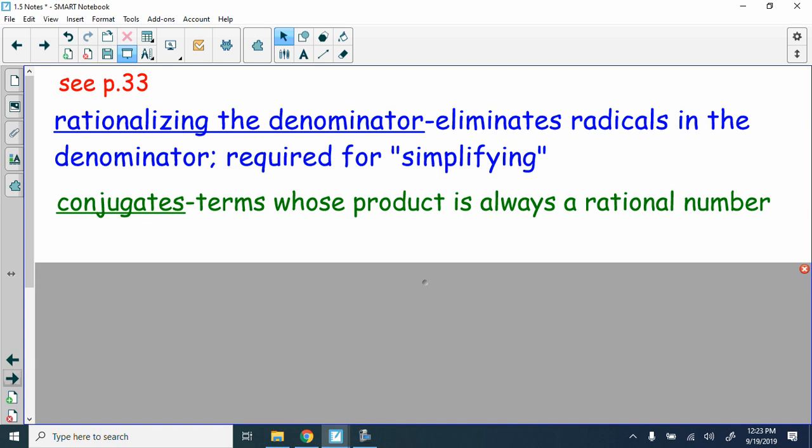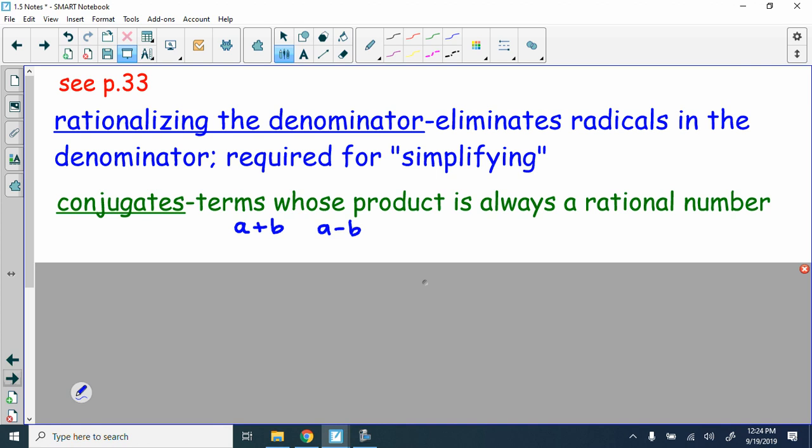But conjugates are terms whose product is always a rational number. And there's some ways we want to look at these. Like if we have two things added together, A plus B, we want to think of A minus B. Because remember, if we multiplied those two things together, it would be difference of squares. That's kind of where this is coming from.